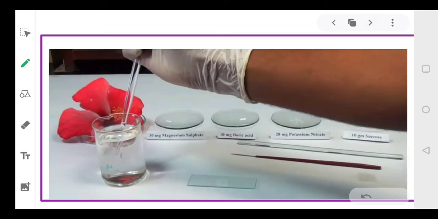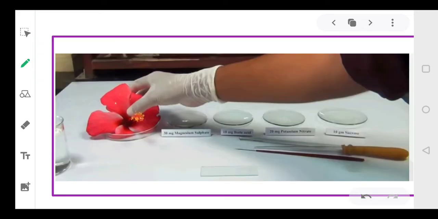Now we'll take a few drops of this nutrient medium and put them on the slide. We will take a dropper, take some drops of this solution, and put a few drops on the center of a slide. Dear students, the slide should be properly clean and dry and the dropper should also be properly washed.